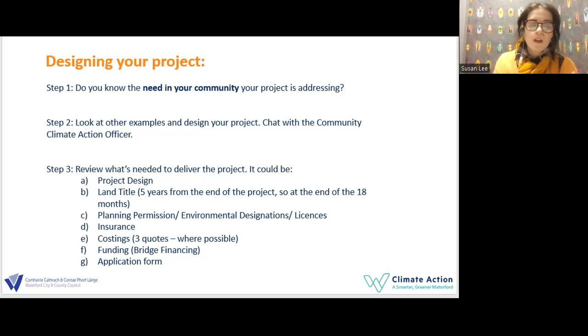So know what you need as well to deliver your project. So have you designed out the project? Do you have the land titles or do you have a lease? Do you need planning? Do you need a license? Is your area in a protected area? Or is there any other kind of red tape element you need to have for this project to take place? And you will need that secured and stated that it's secured in your application.